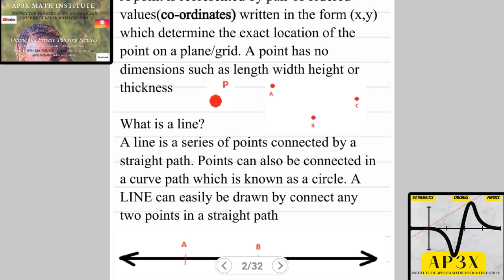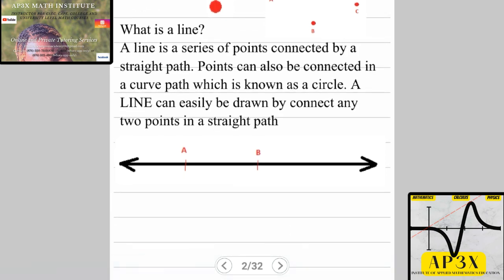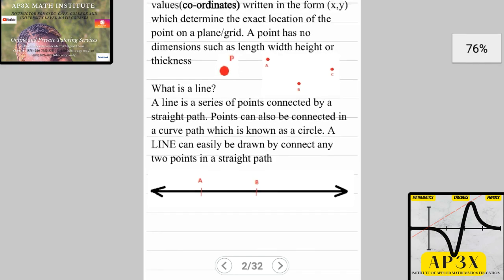Now, even though we know that a line is a series of points, you don't need a series of points to draw a line. All you need is any 2 points that are in a straight path, and that is how we get a line. So here's an example. Here we have a line that is traveling infinitely in both directions, and here we have point A and we have point B, and once you're able to connect A and B and extend in both directions, you will find yourself getting a line.